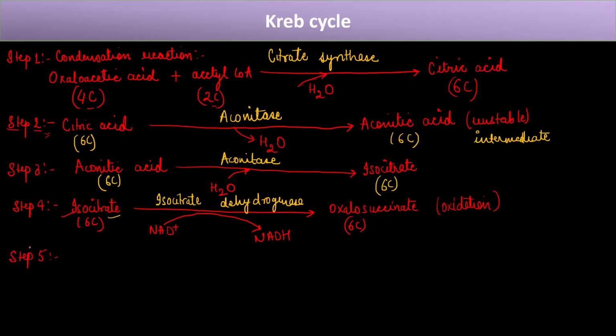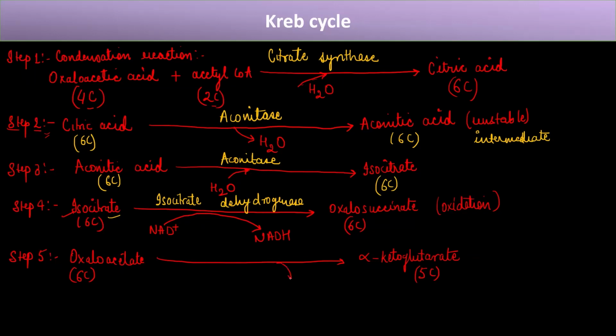Okay, now what do we have in step 5? In step 5, this oxalosuccinate gets converted into a compound known as alpha ketoglutarate. Okay. This oxalosuccinate is a 6-carbon molecule, we know, but this alpha ketoglutarate is a 5-carbon molecule. So now we finally have a release of one carbon dioxide molecule, right? So here it is releasing the carbon dioxide.